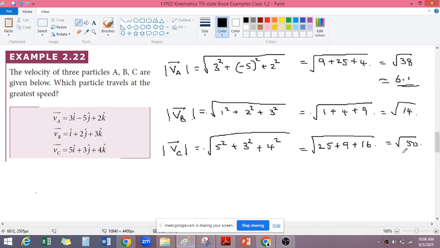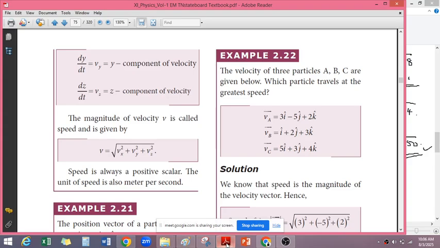So obviously VC looks the largest, right? So the greatest speed will be for VC, the C particle will have the highest speed. Any doubt, anybody? Very easy.